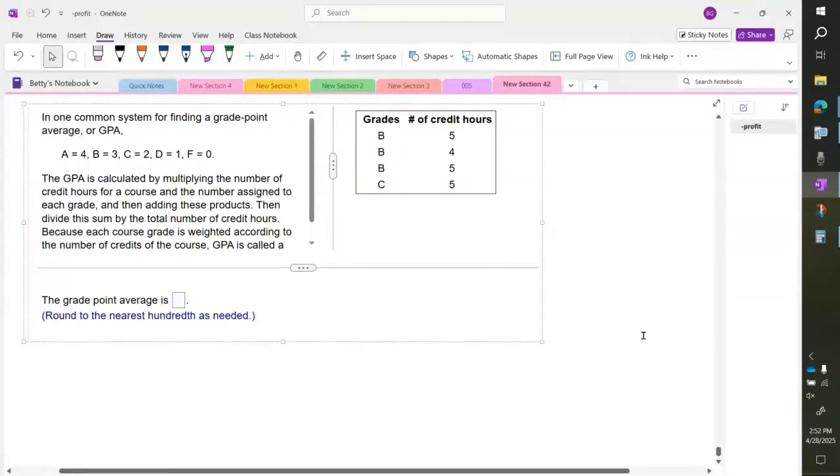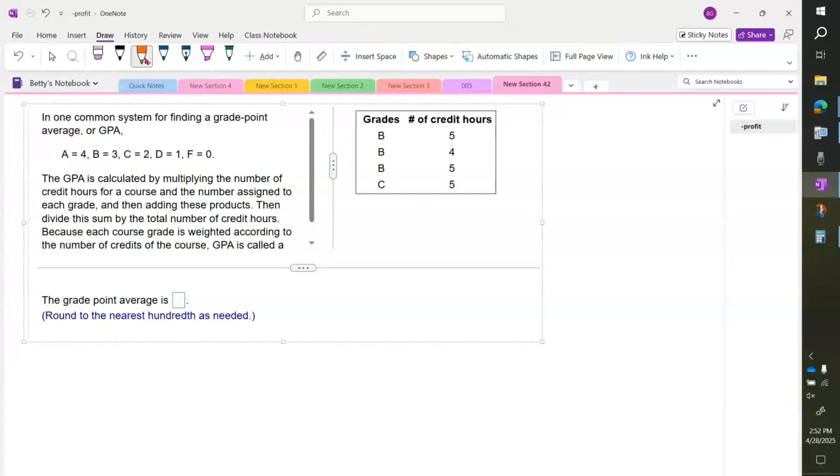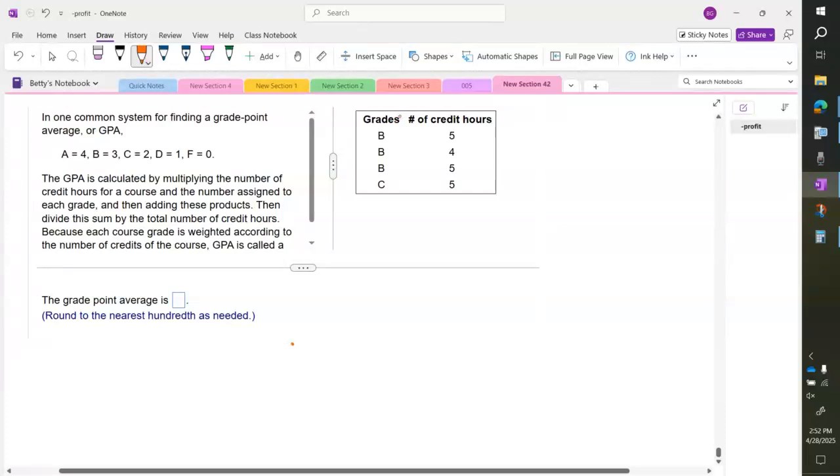Firstly, we have the assigned values for each letter grade. We assign 4 for A, 3 for B, 2 for C, 1 for D, 0 for F. So for this student's transcript, she has 3 B's. So the value for B is 3. So 3 here, 3 here, 3 here. C is 2. Okay. And then we follow the instruction here.